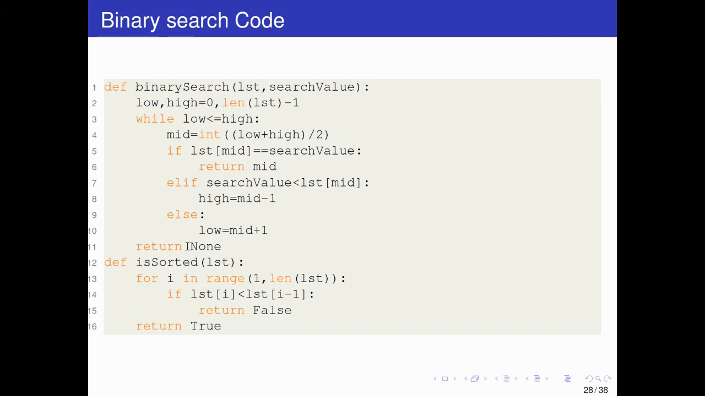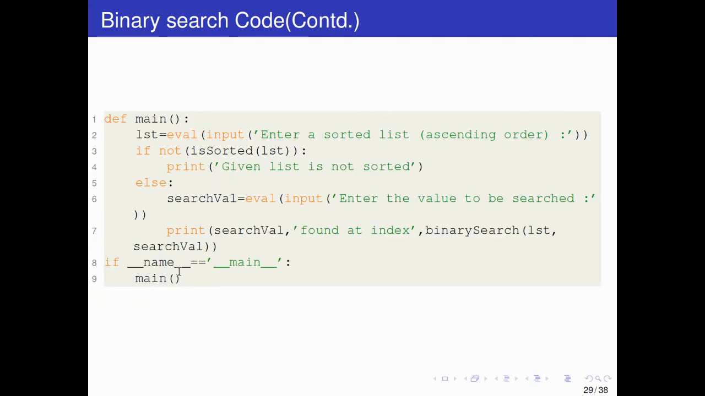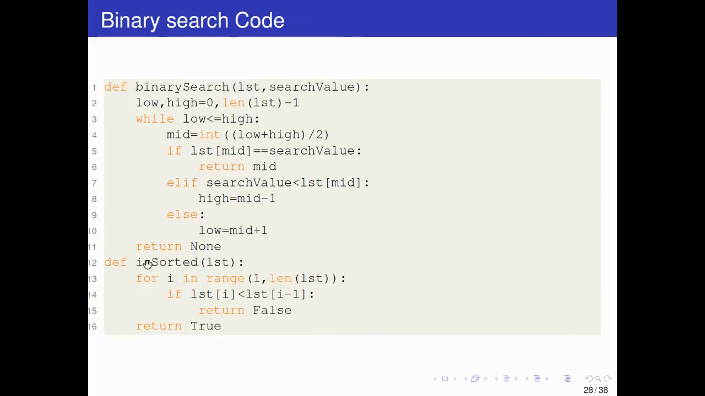Now here we are again defining a function, is_sorted_list. Here we are checking whether the list is sorted or not. So def is_sorted, and the input is list, for i in range 1 to length of list. If list i is less than list i minus 1, that's why it is taken from 1, because i minus 1 will be 0 then. You may start from 0 to length of list minus 1.